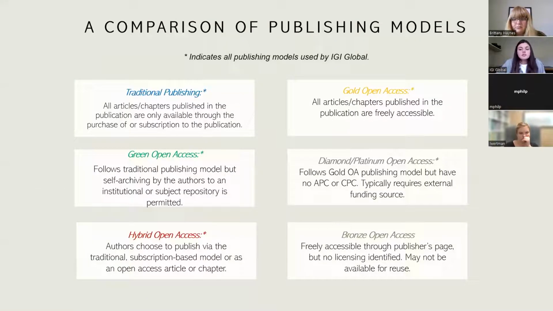While there is still the traditional publishing model in which all published works are only available through a paid subscription, there are many open access publishing models. The most common open access publishing models used by IGI Global are Gold Open Access, in which all published articles and chapters are freely accessible after the payment of the processing charge. The Diamond Platinum model follows the same rules as Gold Open Access. However, there is no processing charge required as there is already an external funding source secured for this processing charge. There's also hybrid open access publishing, in which the author has the option to choose to publish via the traditional or subscription-based model or through open access.